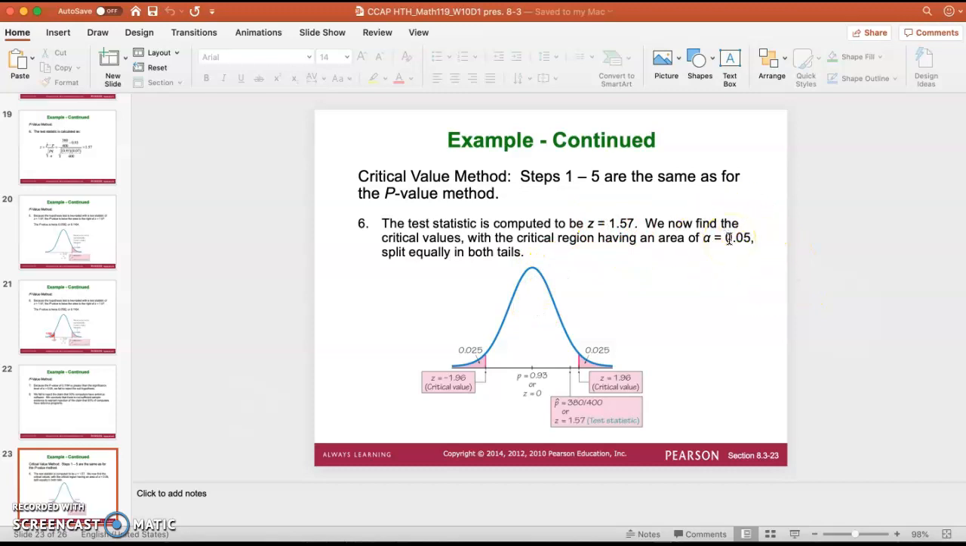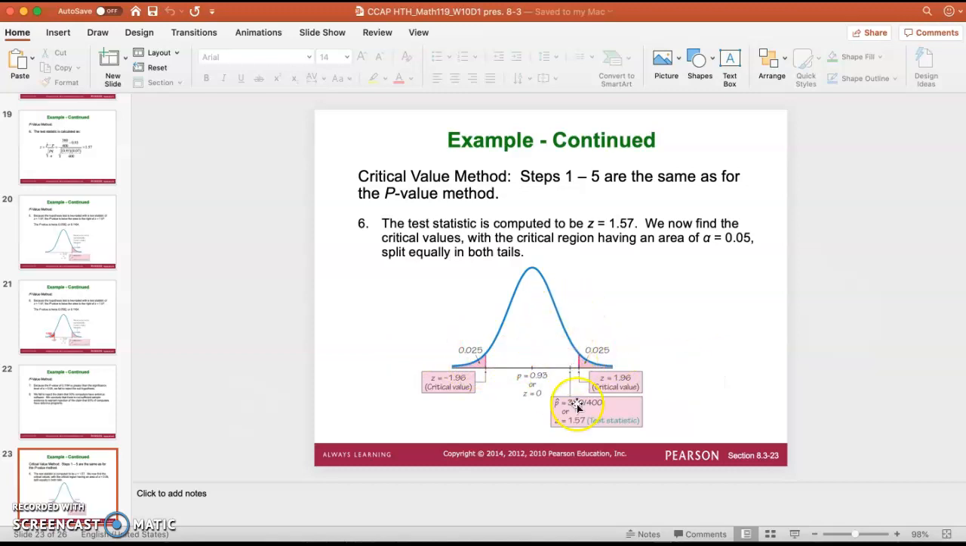Since we're using that alpha level of 0.05, what that essentially means for critical values is you look for, in this case, critical values of 1.96 and negative 1.96, because the probabilities to the right of positive 1.96 and to the left of negative 1.96 are each 0.025, which add up to that alpha level of 0.05. So if the test statistic is outside of negative 1.96 and 1.96, again, we essentially reject.